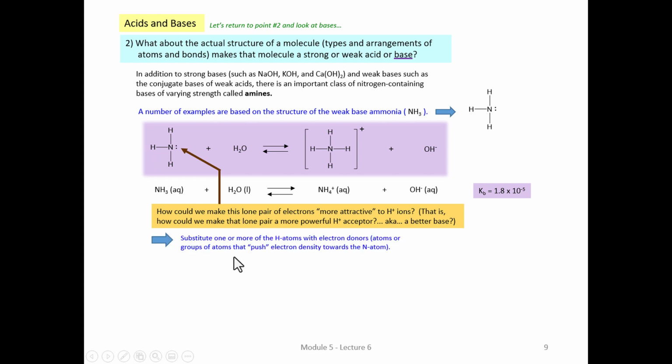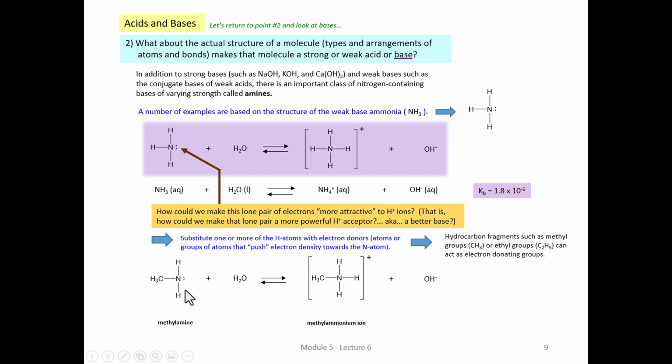Well, one thing we could do is substitute one or more of the hydrogen atoms with electron donors. These would be atoms or groups of atoms that push electron density toward the nitrogen atom. Hydrocarbon fragments, such as methyl groups, which would be a carbon and 3 hydrogens, or ethyl groups, 2 carbons and 5 hydrogens, can act as electron donating groups. So here's an example of using a methyl group. What we've done here is we've substituted a methyl group for a hydrogen. So this is called methylamine.